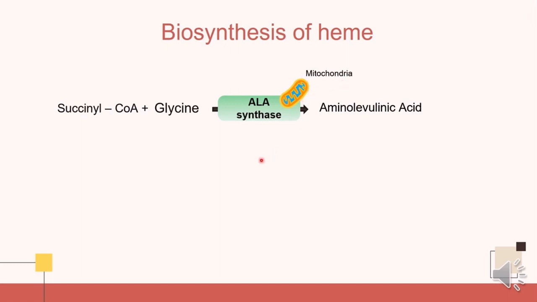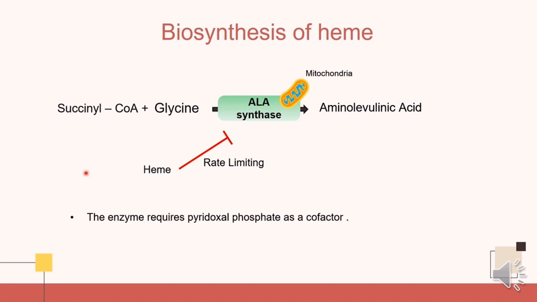This is a rate-limiting step in the synthetic pathway, and it's regulated by feedback inhibition by heme. So heme will inhibit its own synthesis, which makes sense because if heme is already available, why make more heme? I'm already self-sufficient. This enzyme, ALA synthase, requires pyridoxal phosphate as a cofactor, and pyridoxal phosphate is vitamin B6. So in case of vitamin B6 deficiency, this will produce problems in the heme synthesis pathway.